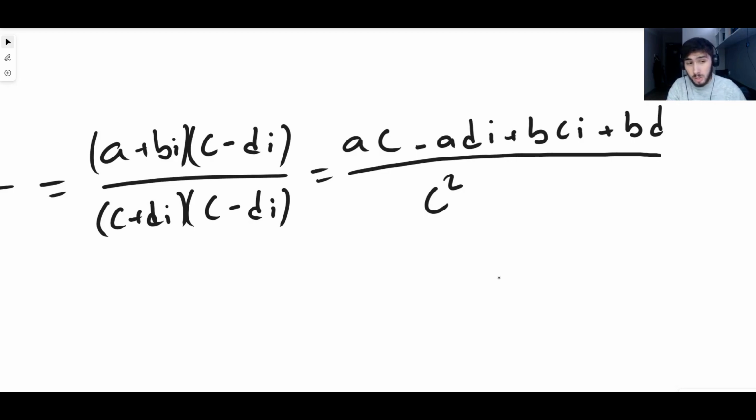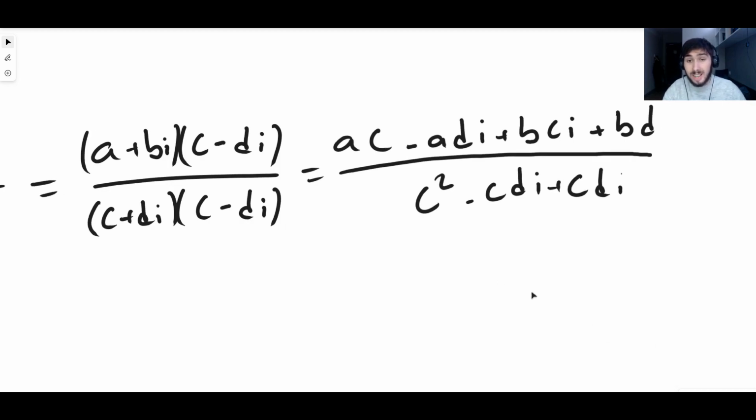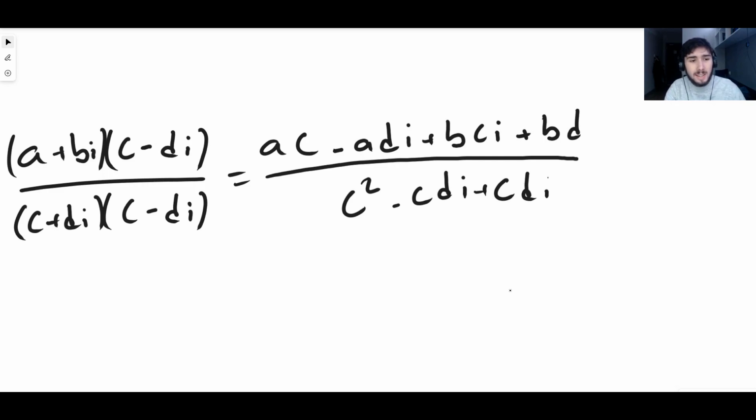And then I'll show you that this works. You do outside, so you get minus C times DI, inside plus C times DI. They cancel out, we'll see that in a second. And then we get DI times minus DI. Again, DI times DI gives you minus D squared. So DI times minus DI gives you positive D squared, just like that. Cool. And then we can simplify that a little bit as well.